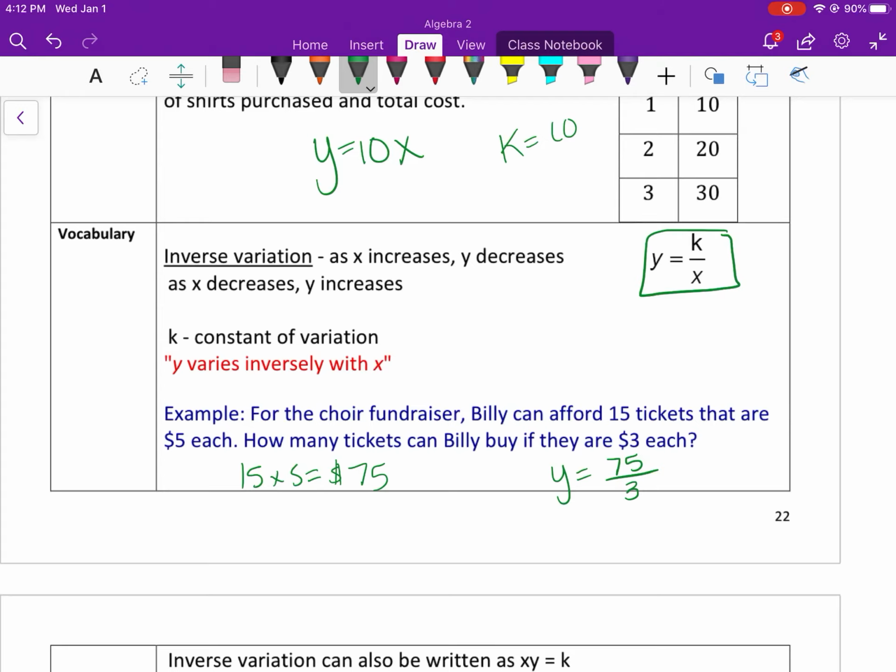So this time your constant of variation is the $75 that he has, and the price of the ticket is the x. So it could be if he has $5, he could buy 15 tickets. If the tickets are $3, he can buy 25 tickets.